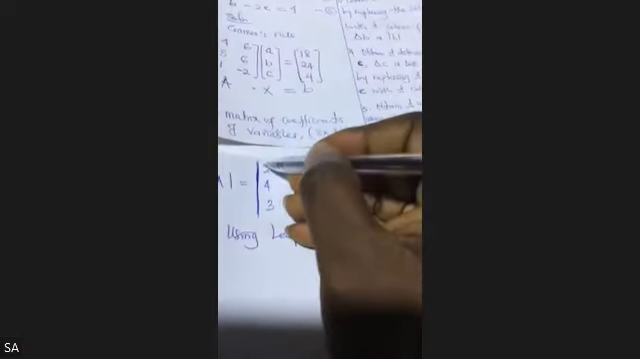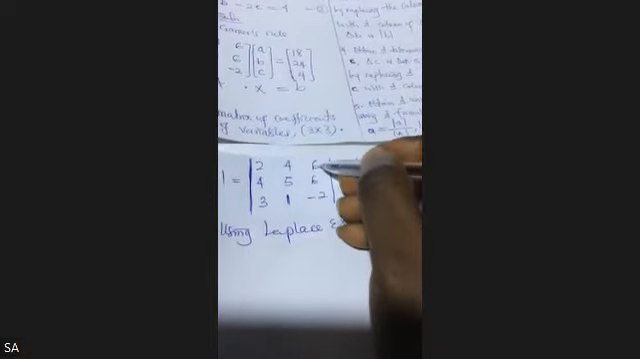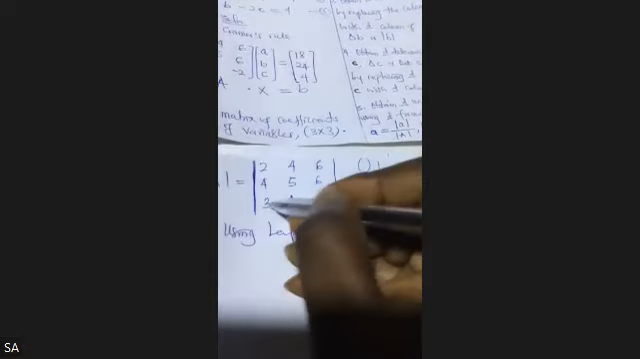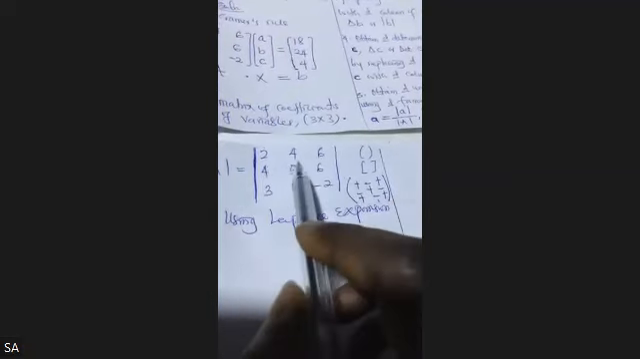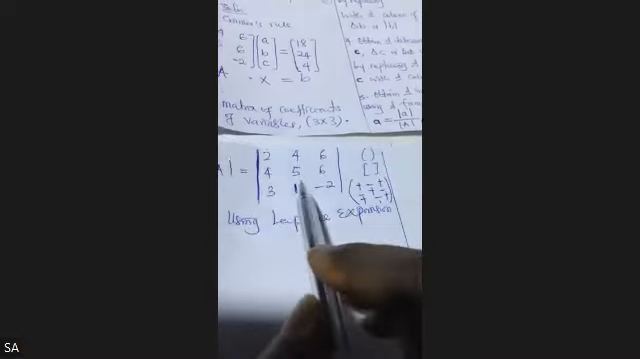Let me help you with the signs. The first row is plus, minus, plus. The next one will now be what? Minus, plus, minus. The third one will be what? Plus, minus, plus. So class, these are the signs. You need to know these signs by heart. Since this is plus, the next one will follow minus, plus, minus. Then this is plus, minus, plus.